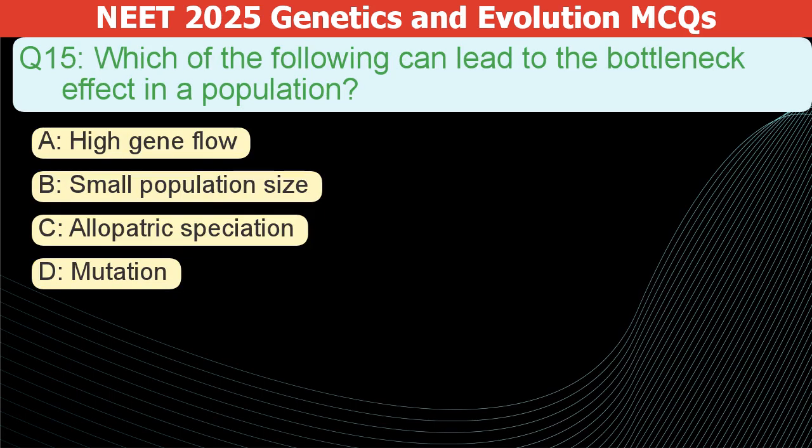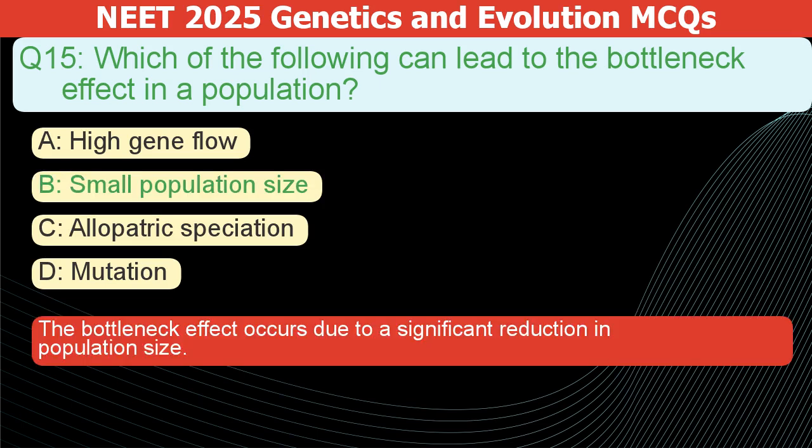Which of the following can lead to the bottleneck effect in a population? A. High gene flow. B. Small population size. C. Allopatric speciation. D. Mutation. The correct answer is B. The bottleneck effect occurs due to a significant reduction in population size.